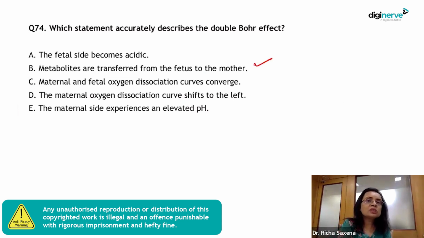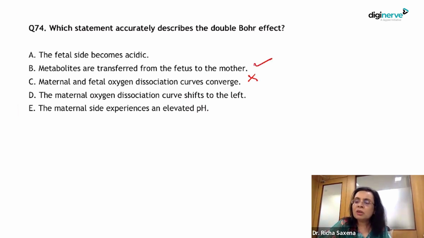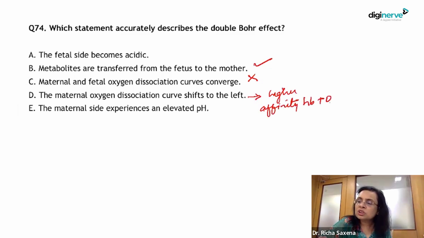Maternal and fetal oxygen dissociation curves converge, they don't converge. The maternal oxygen dissociation curve shifts to the left. If the oxygen dissociation curve shifts to the left, what happens? It results in higher affinity of hemoglobin to oxygen, and therefore oxygen is not released. So this is also not correct in this case. Maternal side experiences an elevated pH. No, this is also not correct. So the option is basically B, that metabolites are transferred from the fetus to the mother and oxygen is transferred from the mother back to the fetus.